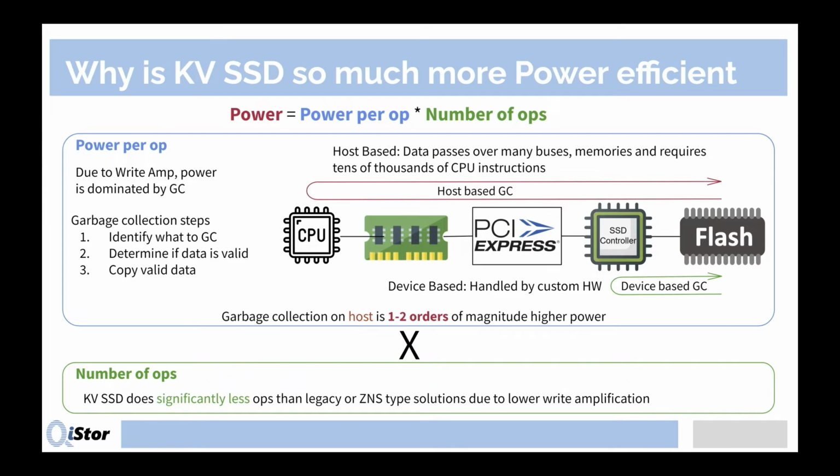And then we have the number of operations. So the KV SSD has significantly fewer operations because the overall write amplification is reduced, either versus legacy or ZNS. So we have fewer operations, with lower power per operation. It's a massive power saving.